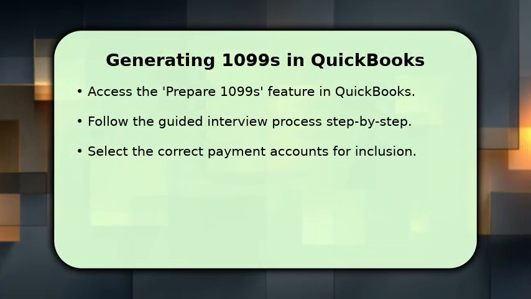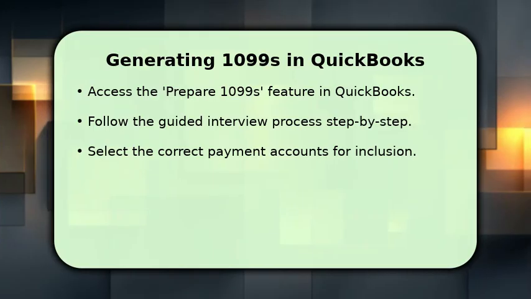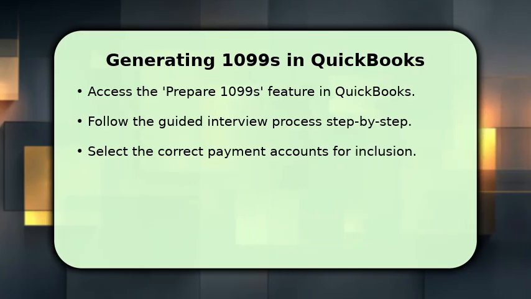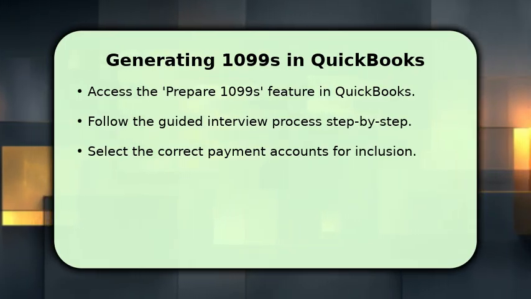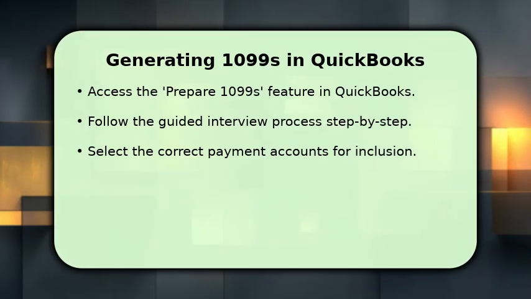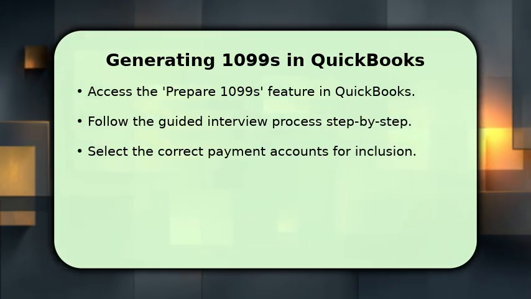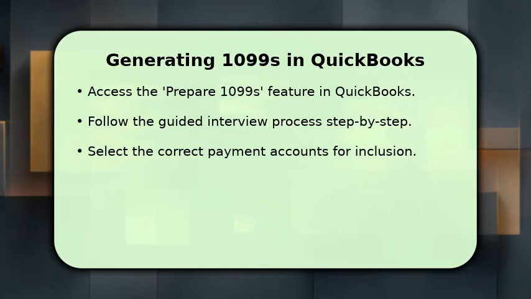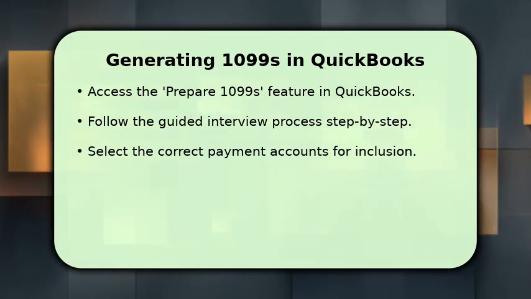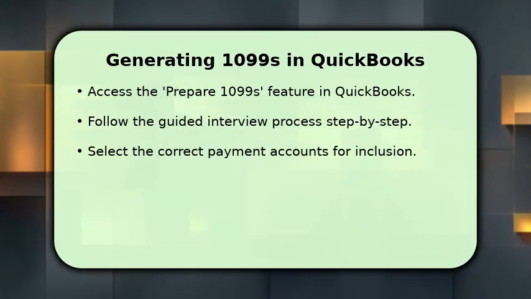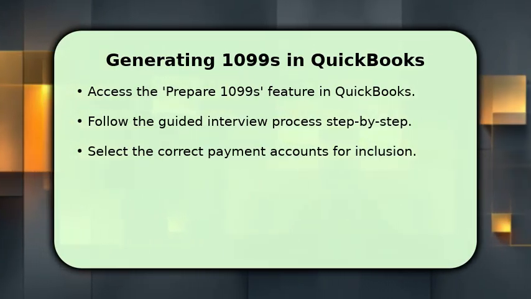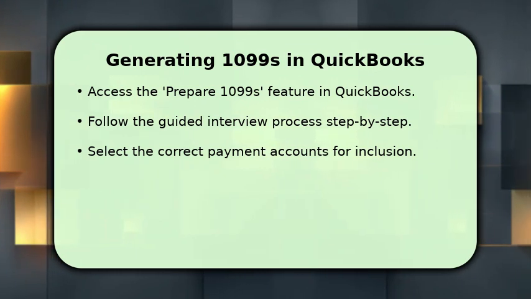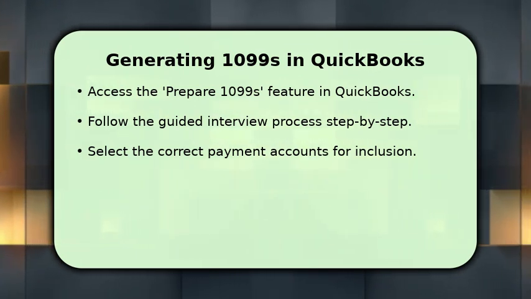Now, let's generate those 1099s. In QuickBooks Online, locate and select the Prepare 1099s feature. You'll be guided through an intuitive interview process, prompting you to confirm your company information and select the appropriate payment accounts that contain contractor expenses. It's vital to carefully review the generated Form 1099 NEC drafts for each contractor. Double-check all amounts and personal details before moving forward to ensure everything is perfect.